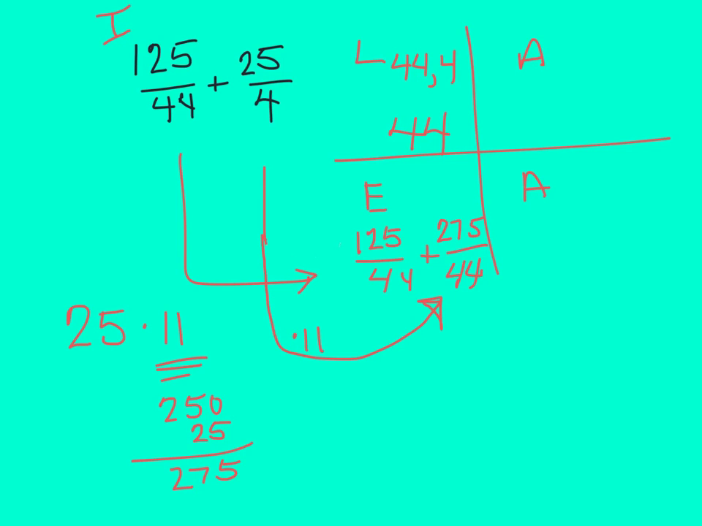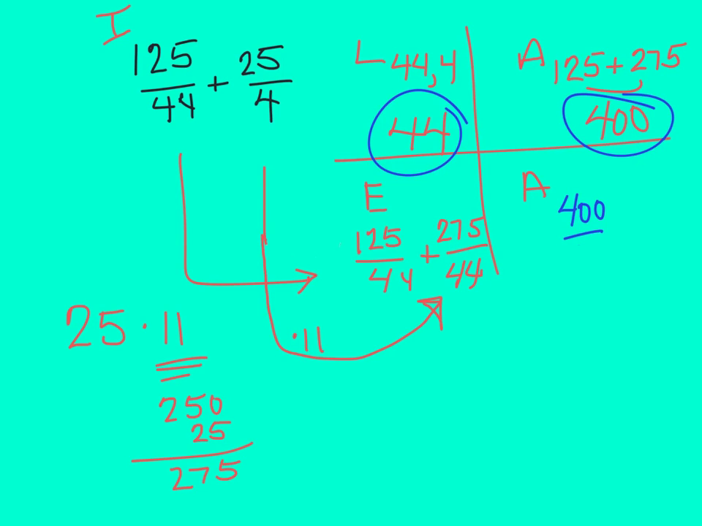Now the denominators are the same. I will ignore them. I'm going to add or subtract as usual. In this case, it's addition, 125 plus 275. Well, that's certainly easy. It's a straight up addition problem. 125 plus 275. Well, if I add that 25 to the 275, that gives me 300. I only have 100 more. That gives me 400. And now, of course, I've got my denominator and my numerator. So I'm going to have 400 over 44 as my answer.